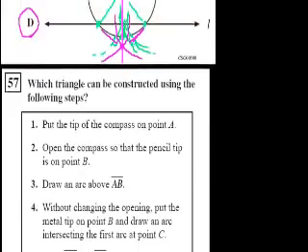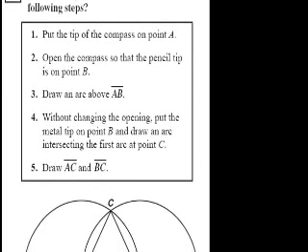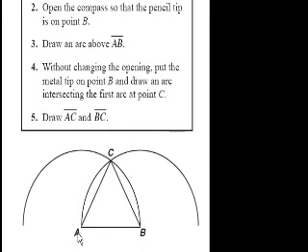All right, problem 57. Which triangle can be constructed using the following steps? Okay, this is interesting. A lot of compass work here. Put the tip of the compass on point A. So let me go down there. So they put the tip of the compass on point A. Open the compass so that the pencil tip is on point B. Okay, pencil tip is here.